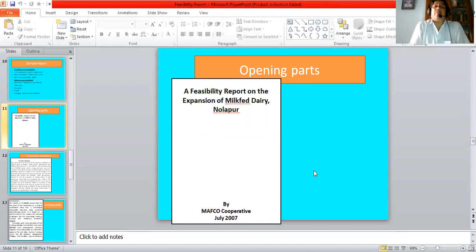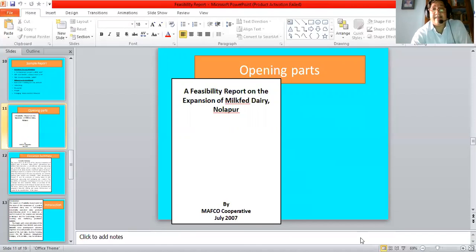Okay, so this is the opening section of this report. First, we have the cover page. Now, the title of the report is centered, 1 inch from the top, in bold: a feasibility report on the expansion of milk-fed dairy in Nolapur. Nolapur is the place where this dairy is located. By MAFCO Cooperative, July 2007. July 2007 is the time when this feasibility study or report is being presented, and in fact it was undertaken a little before, and the work has been compiled from various sources. So this is the cover page.